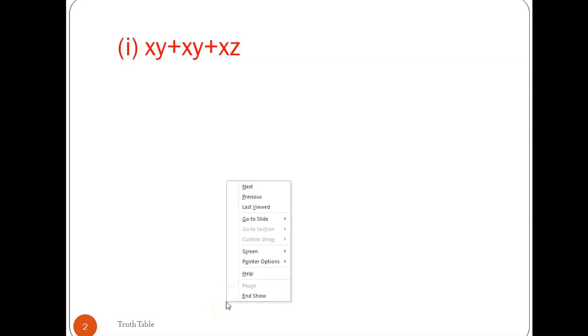Here one expression is given, a Boolean expression, and we just have to draw the logic circuit for it. The expression is xy plus x y bar plus x bar z. You know very well, let me remind you again: in between these we have a dot sign. Dot is for AND, and plus is for OR. The symbolic diagram also should be clear to you.